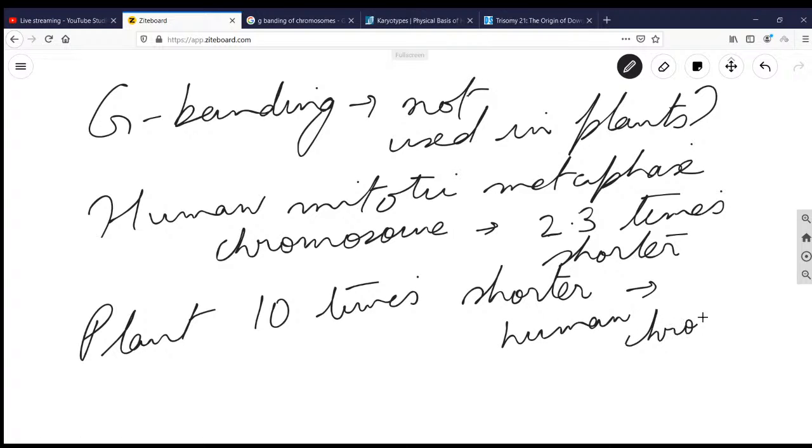Since it is so short, with fewer genes, it becomes extremely difficult to go for the G banding technique and get a proper result.